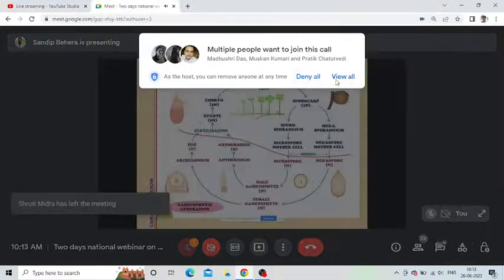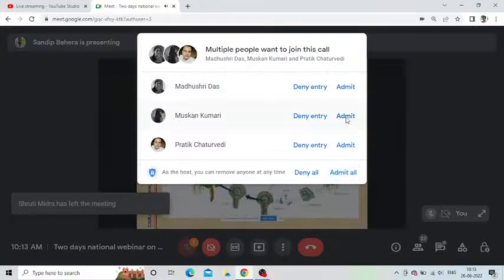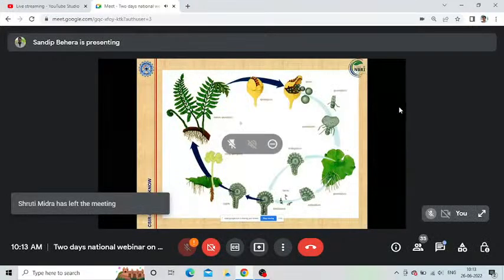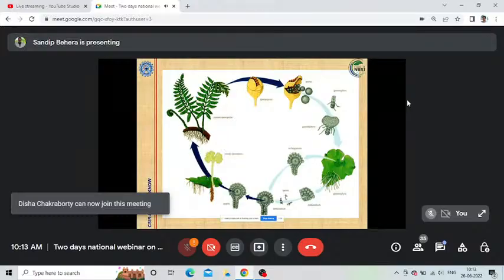Okay, sir. So I was telling that this is a sketch diagram. This is the life cycle of the homosporous fern. This is the frond, and this is the sorus. From the sorus, the sporangium is there.